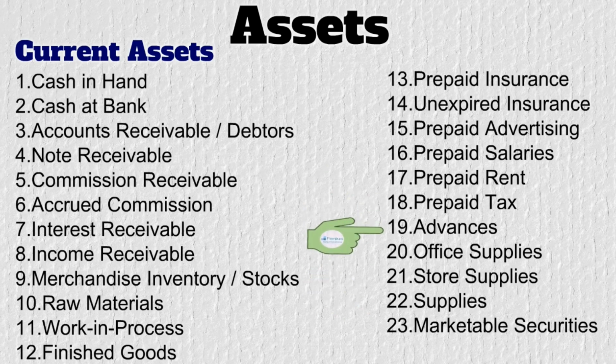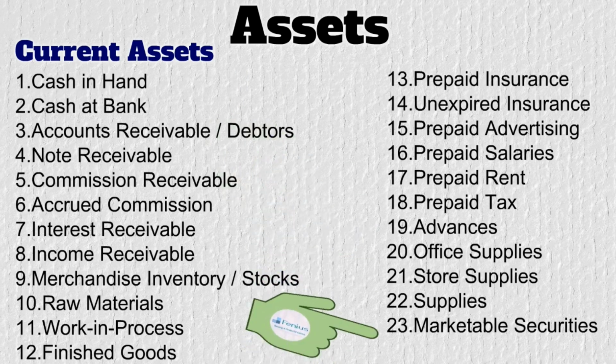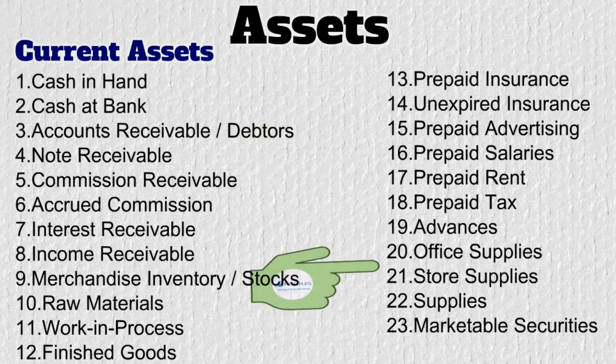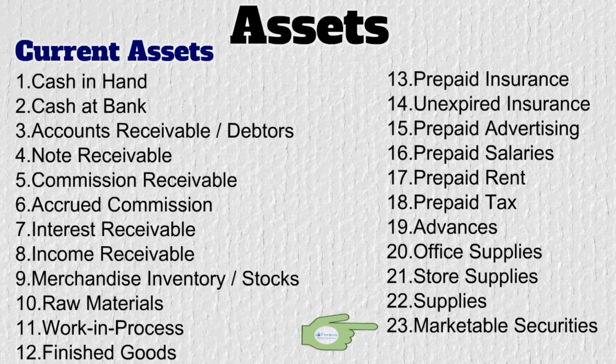Advances is similar to prepaid. Whereas office supplies, store supplies and supplies mean the stationery that you use in your organization. If it's in the office, it's called office supplies, but if it's in a store, you'll call it store supplies or simply supplies. The last account is marketable securities. Marketable securities are short-term financial securities. What are short-term financial securities? If you want a detailed discussion or understanding of marketable securities, do watch my video on marketable securities or financial securities. These are a few current assets.